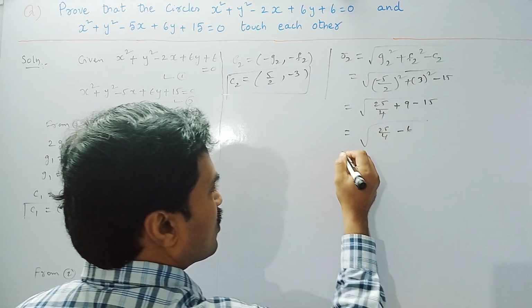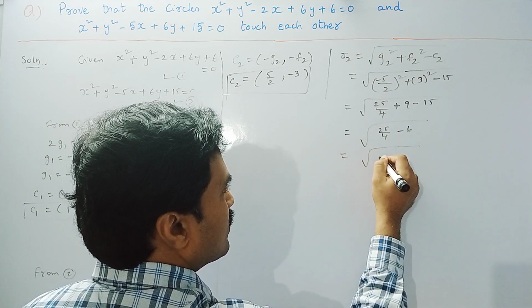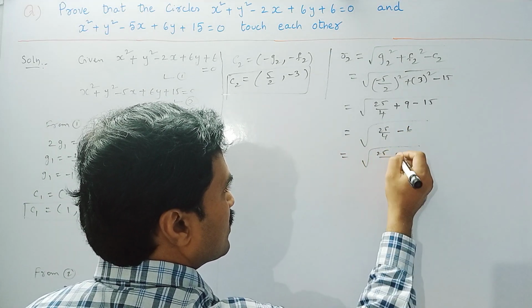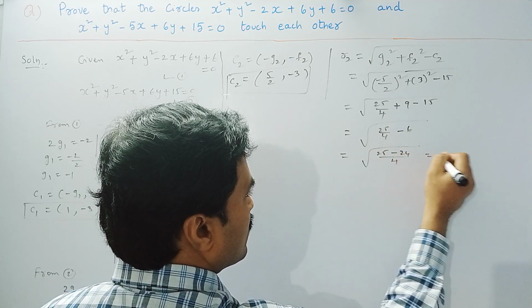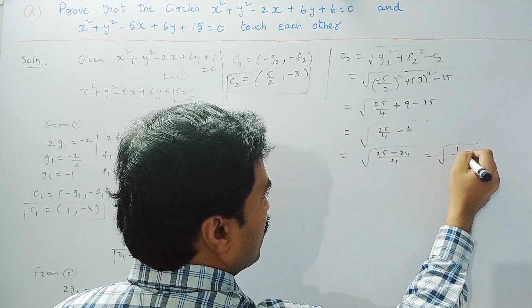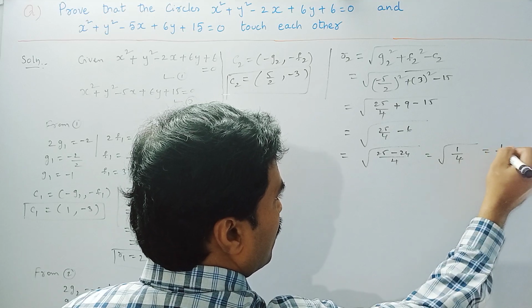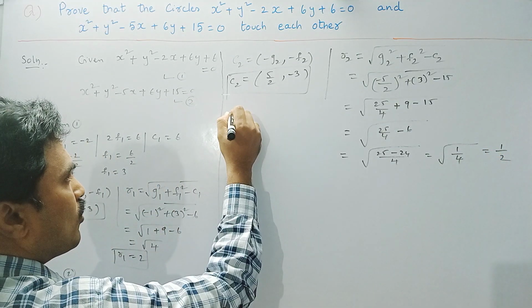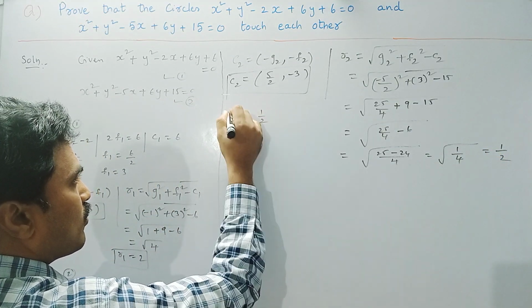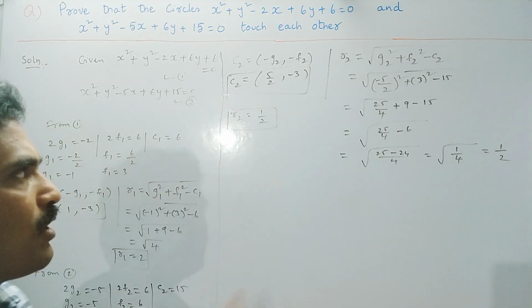Minus 6. Now take LCM 4, so you get 25 minus 24. So what is this? Square root of 1 by 4. What is that? 1 by 2. So you got the value R2 equal to 1 by 2. So C2 you got, R2 you got.